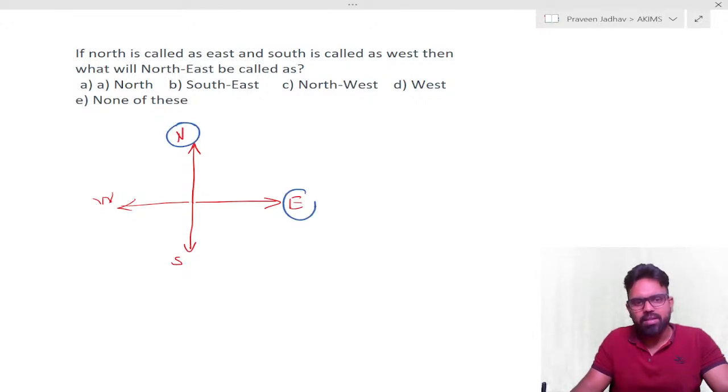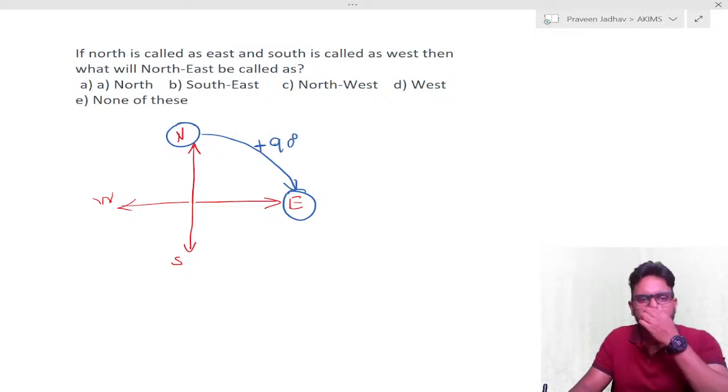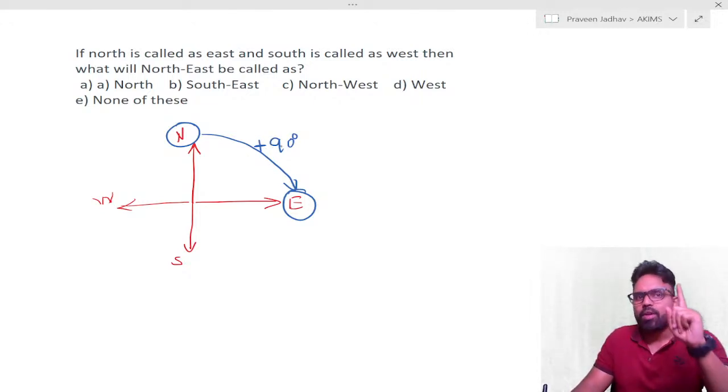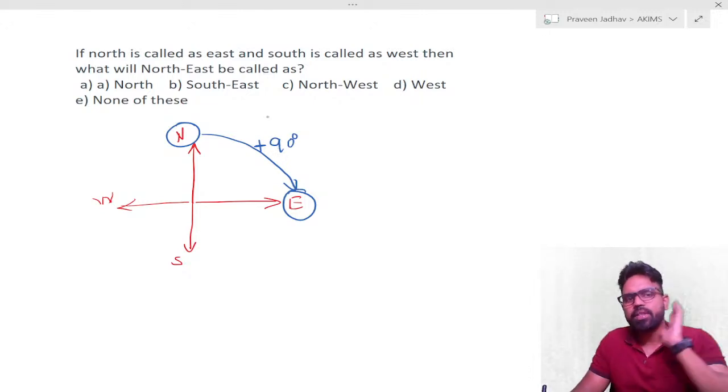North is called as east. North is called as east. How much is it turning? 90 degree. In which direction is it turning? Clockwise direction. So what type of a turn is it? Positive turn. So I'm writing plus turn. I had told you in the beginning. Clockwise turn is a positive turn.